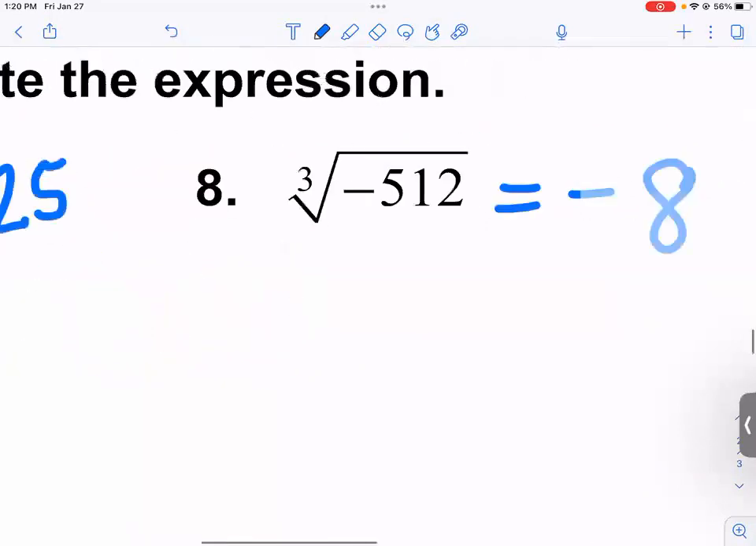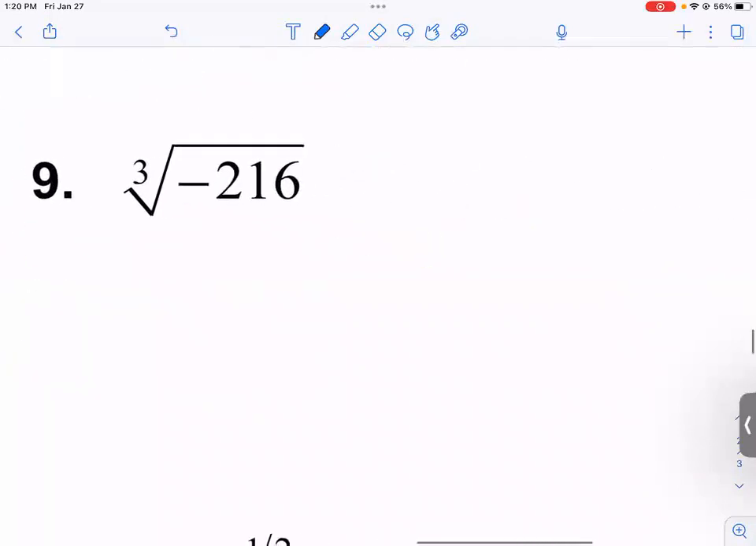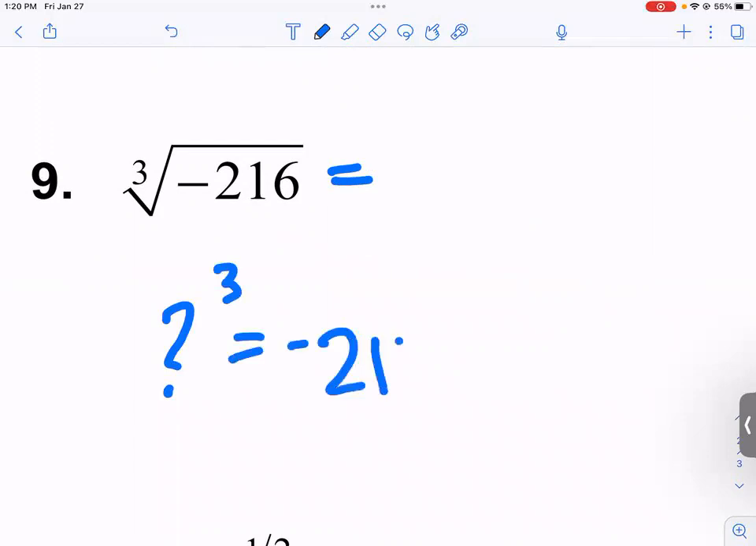Okay. Ooh, the cubed root of negative 216. What raised to the third power gives us negative 216? Negative 6. So on your calculator, 6 times 6 times 6 is 216.